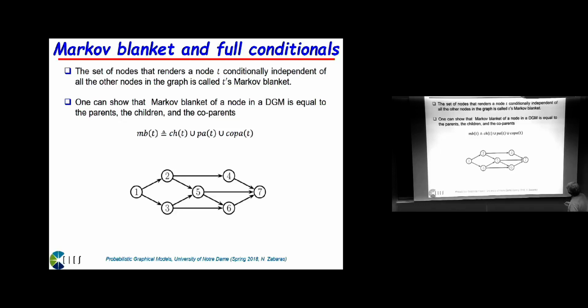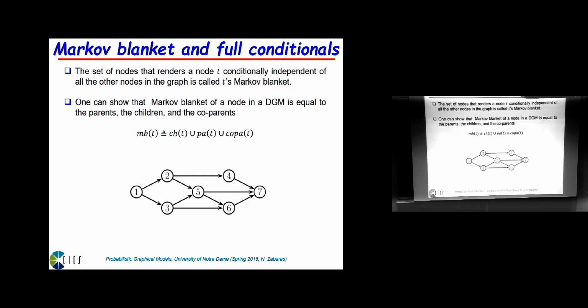So can you tell me what is the Markov blanket of node 5? I don't hear. 2 and 3? No, 2 and 3 are the parents. So you got me 1/3. What are the children of 5? 6 and 7. And what are the co-parents of 5? You notice 5 has a kid, 7, and the kid has another father or mother, 4. So 4 is a co-parent of node 5.